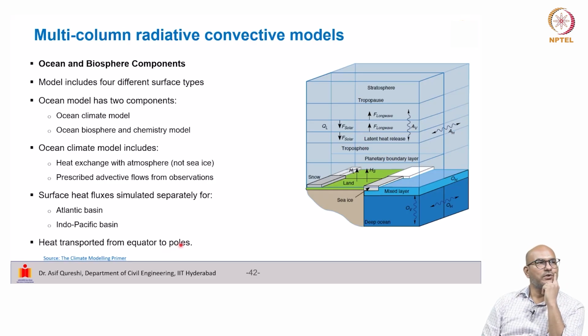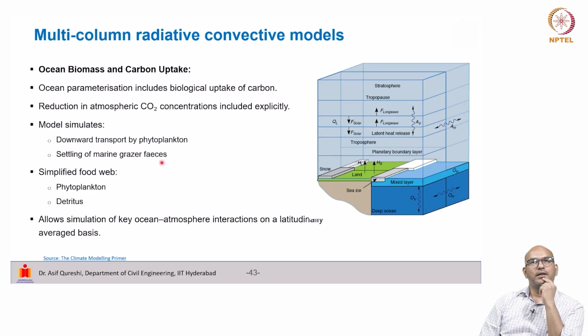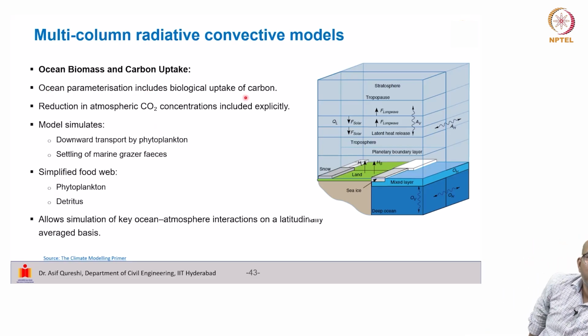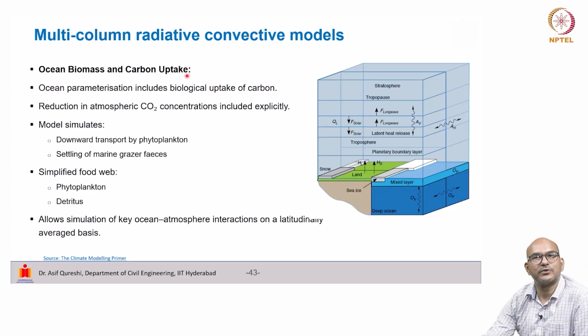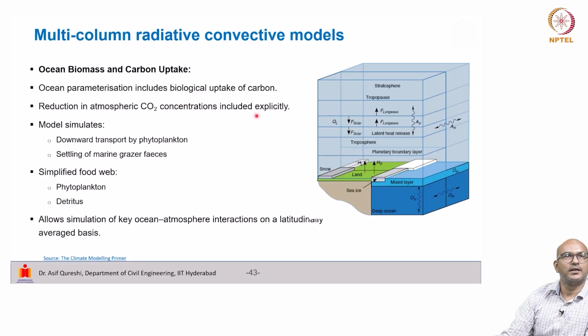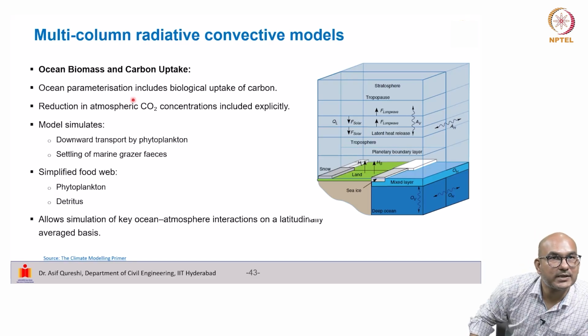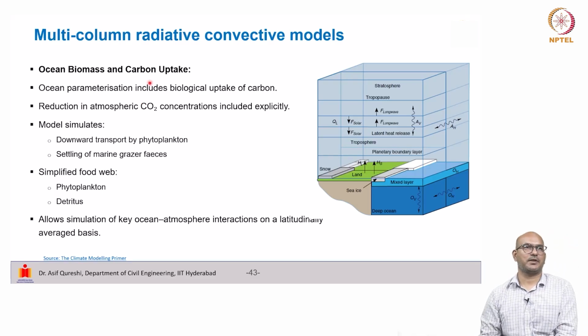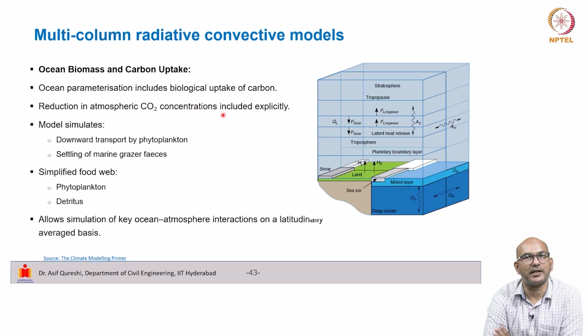Now, we also have, when we say biosphere components, we are looking at biomass and uptakes. So, how do we have the biomass and carbon uptake here? The ocean parameterization will include biological uptake of carbon. The reduction of atmospheric CO2 concentrations, if we are simulating, is included explicitly. Now, when we say it includes biological uptake of carbon, the carbon is of course linked with the atmospheric carbon.